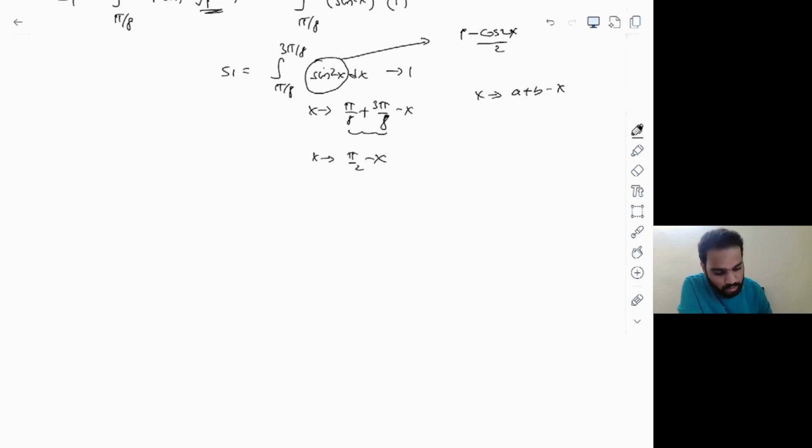So if I take this as equation number 1, again s1 is equal to integral pi by 8 to 3 pi by 8. Now if you replace x with pi by 2 minus of x, sine square x will change to cos square x dx.